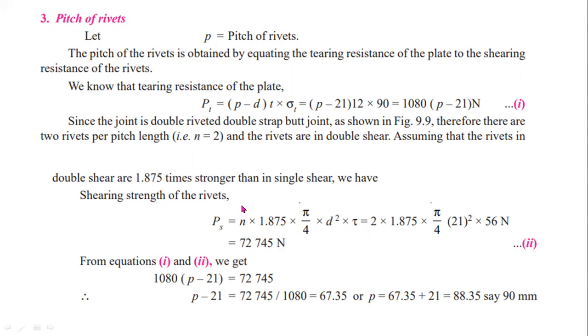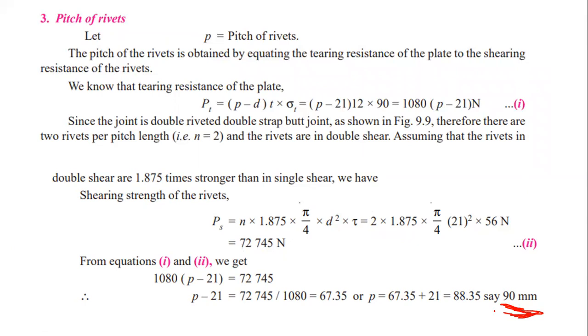Here the given problem is a double riveted double strap butt joint. So for double strap butt joints, you have to consider double shear. So that's why I am considering double shear for the boiler's formula. Okay, now substitute all these values in this equation, you can get the value of shearing strength. Ps equal to 72,745 newtons. Okay, now equating equations 1 and 2, you will get the value of pitch equal to 90 mm. So this one, 90 mm, is the pitch of the rivets.